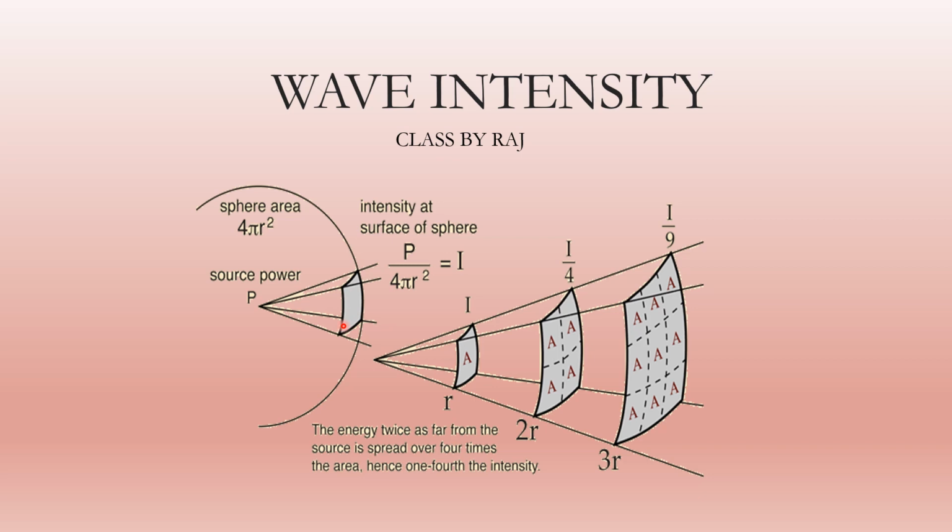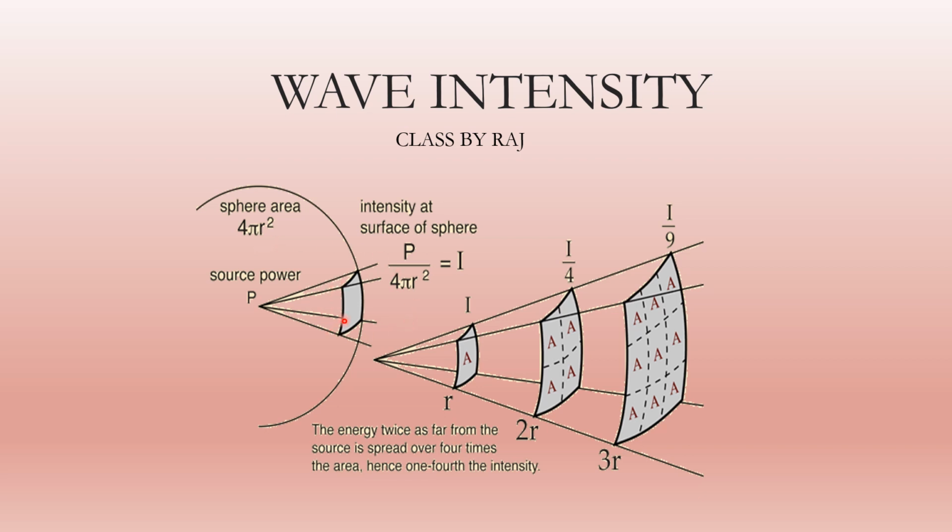Now this diagram is actually a very important diagram. You can get a lot of information or concepts from this diagram. What do you see is a source of power, and then there is a spherical wavefront, and then the surface area is 4 pi r squared.